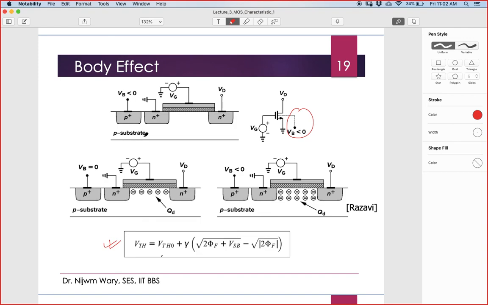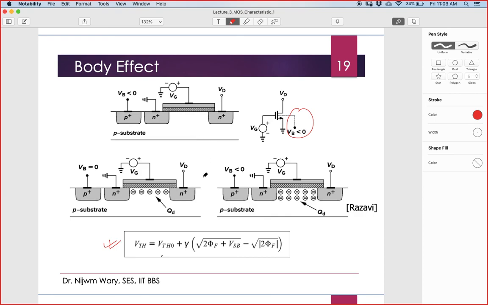Although all the NMOS share the same bulk, that is, the same substrate, there are situations where this body effect arises. Even if we are not using a separate body for PMOS and NMOS, this body effect still arises in some circuit configurations. So it is necessary to understand the body effect and its consequences and influences.